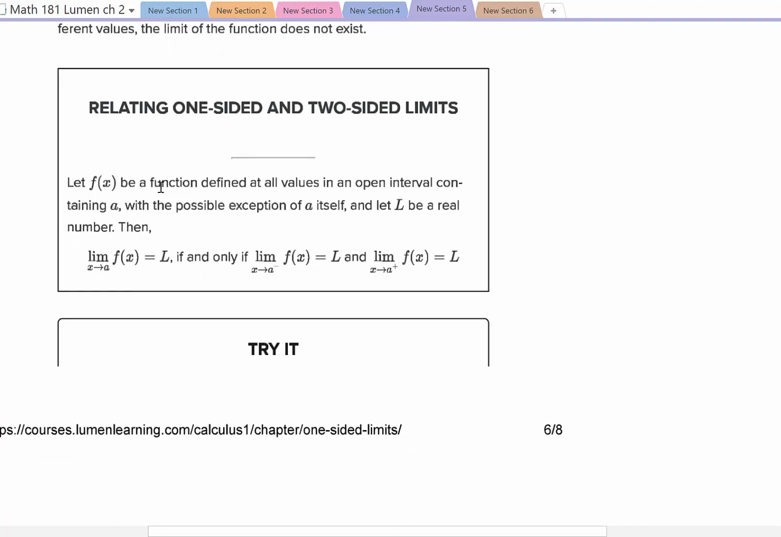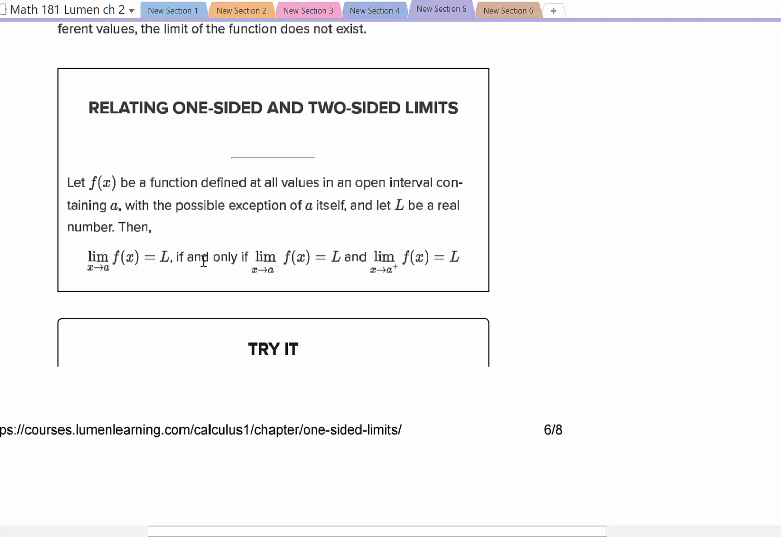Let f of x be a function defined at all values in an open interval containing a, except possibly at a itself. And let L be a real number. Then the limit as x approaches a of f of x equals L if and only if... if and only if means both these conditions must apply: the limit as x approaches a from the left of f of x is L, and the limit as x approaches a from the right of f of x equals L. So if they equal the same thing, then your limit is going to exist.